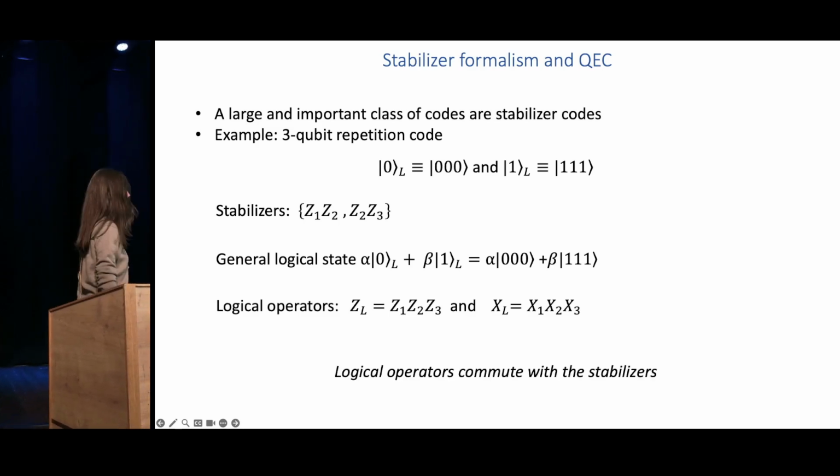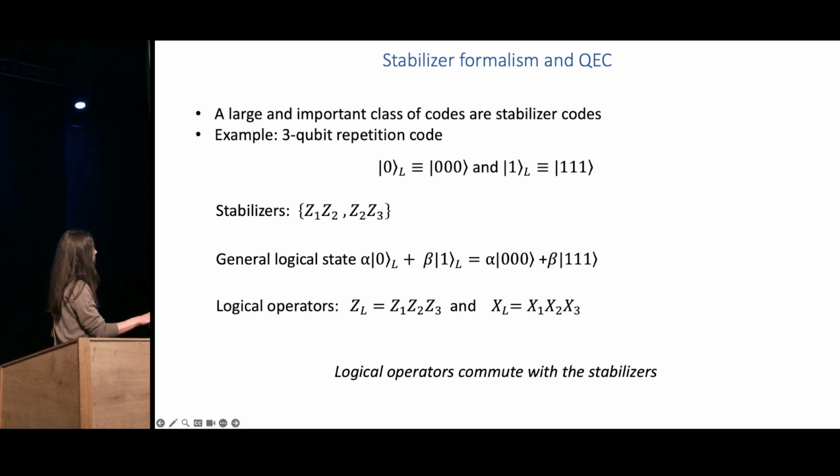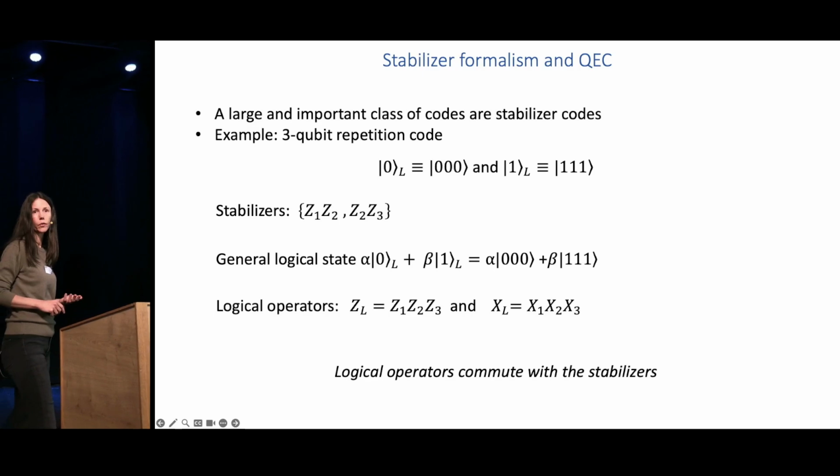And logical operators have to commute with the stabilizers, and here you can check again. This fails to commute in 2 qubits, an even number, so the whole thing commutes.